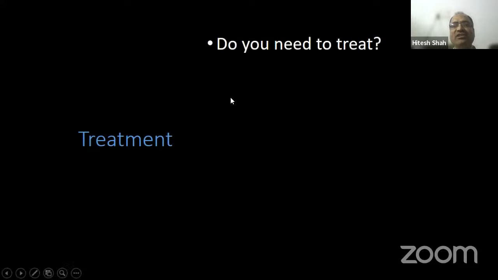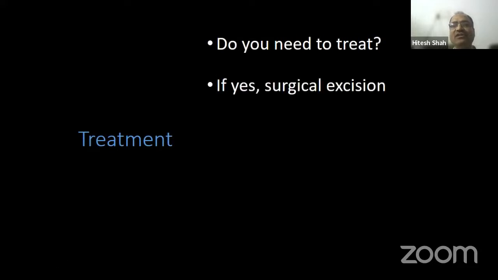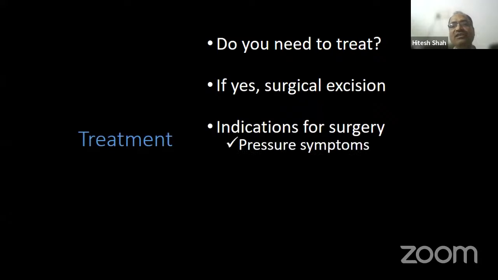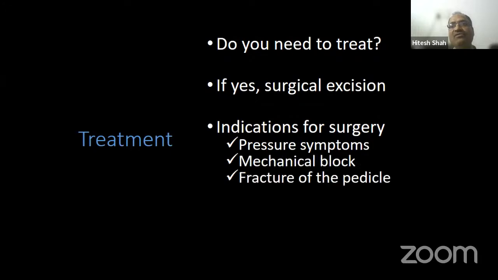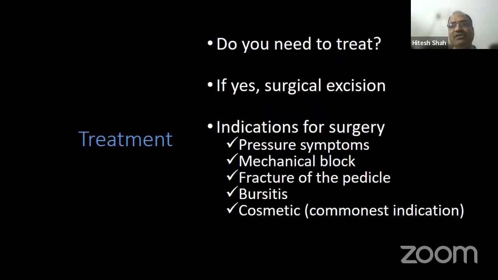So what is the question? Do you need to treat this? Yes, surgical excision, but actually in this particular case, no, it requires observation. The indications for surgery: first and most important is pain, the presence of symptoms, a mechanical block caused by the tumor, fracture of the pedicle, and persistent bursitis, which is very common at the medial aspect of the tibia. Another indication is cosmetic.